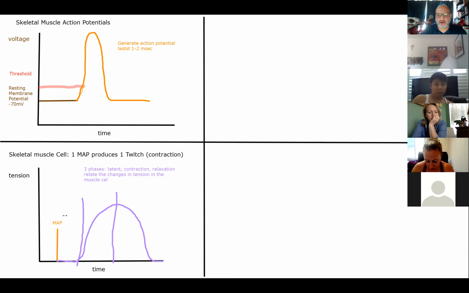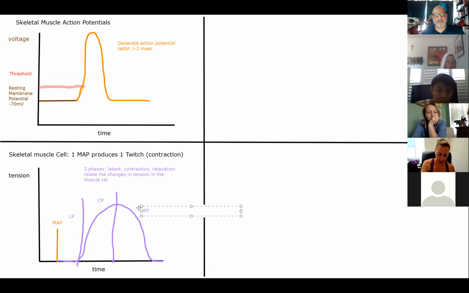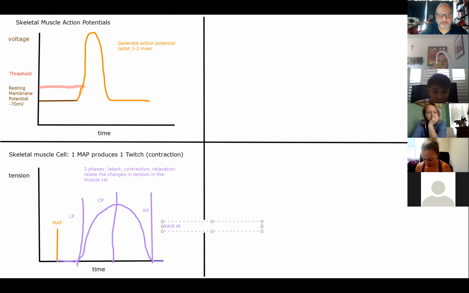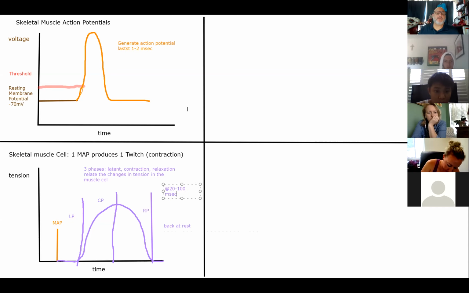And I'm just going to abbreviate here: latent phase, contractile phase, relaxation phase. And then, just to make sure we understand it, also right here at the end of it, we are now back at rest. Excellent. And as we already finished talking about, this entire twitch in a skeletal muscle cell is somewhere around 20 to 100 milliseconds, is about how long that process takes. All right. Questions on that?